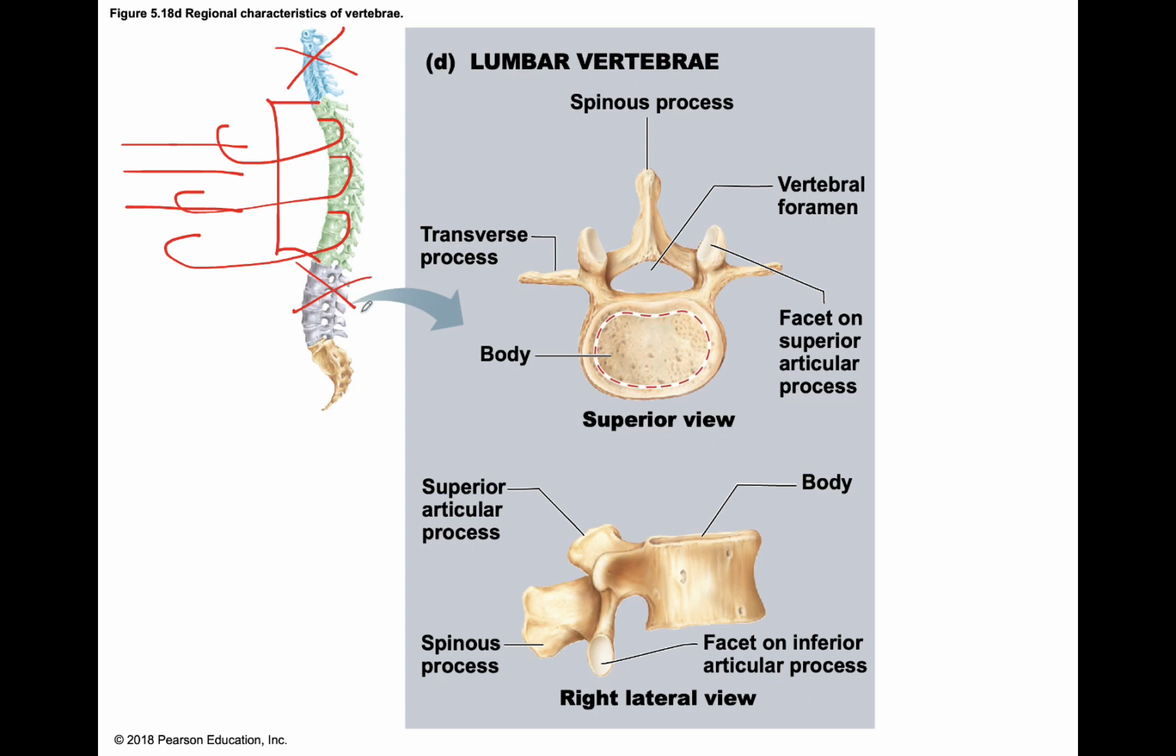But now we are on lumbar vertebrae, so let's go through the features again. Body, transverse process, superior process and superior facet, spinous process. Again, body, spinous process, transverse process, superior process, inferior process, and inferior facet.